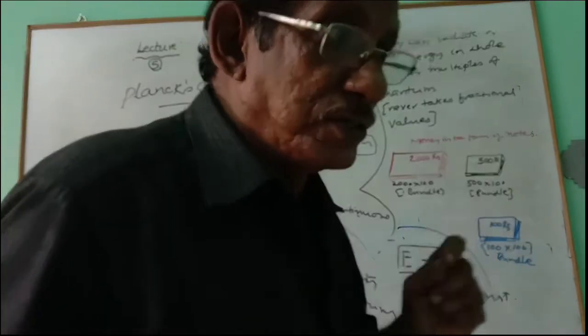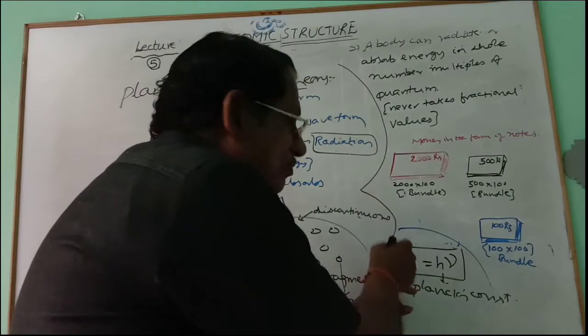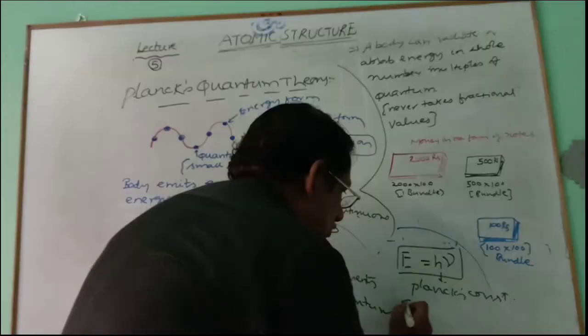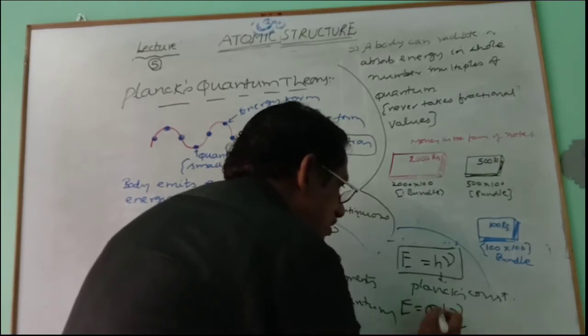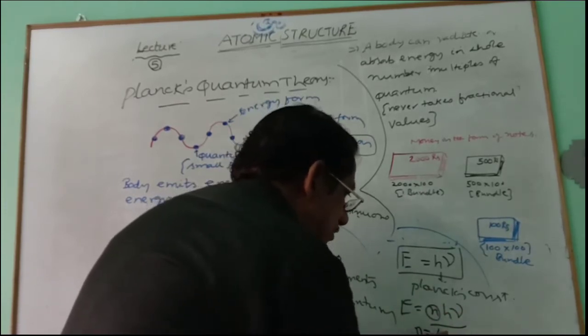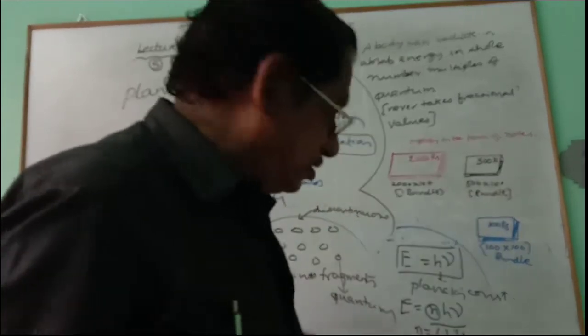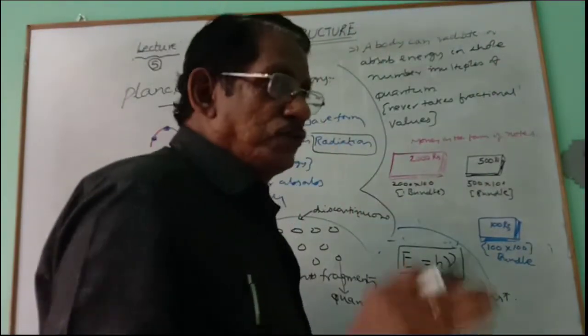Of course, the quantum value will depend upon the radiation. As the frequency is increased, the quantum value is increased. What is total quantum? The total value of energy is E is equal to n into h nu, where n is the integral multiple, n is equal to 1, 2, 3, 4, etc. In this way it will take. And the whole multiples, never fractional value of h nu, will be present there.